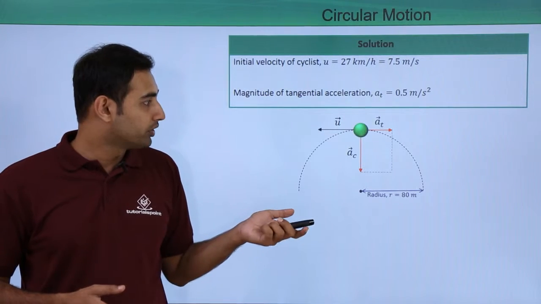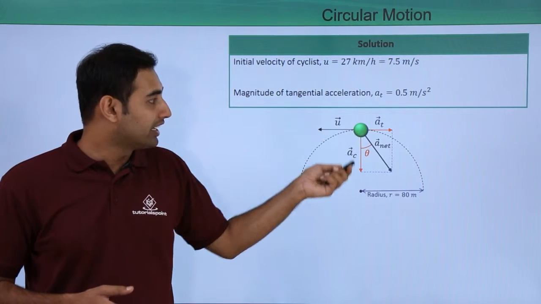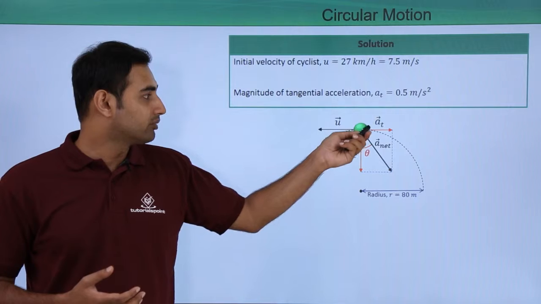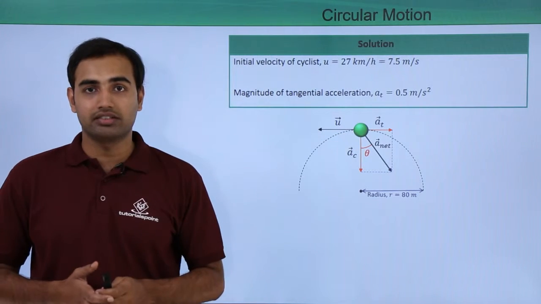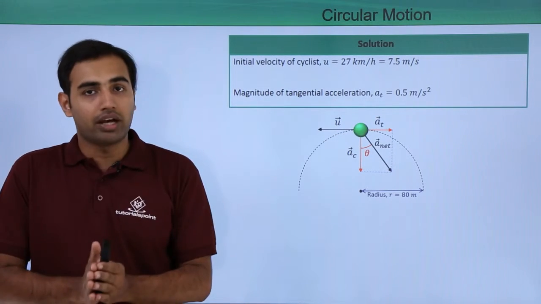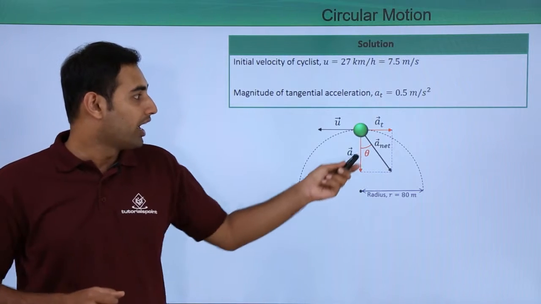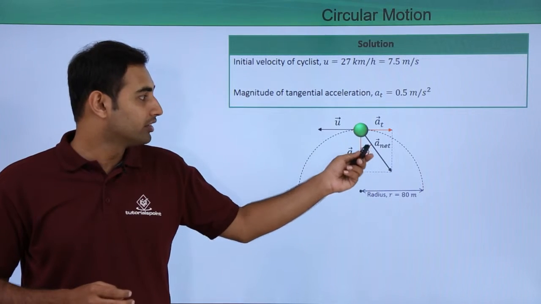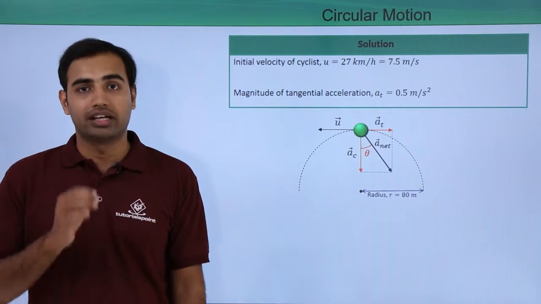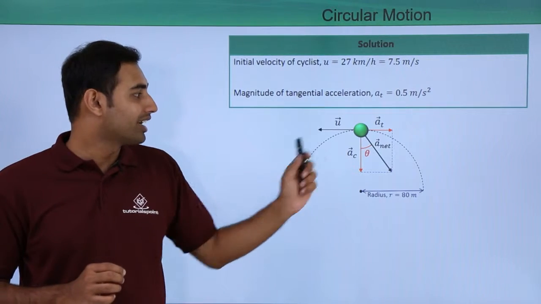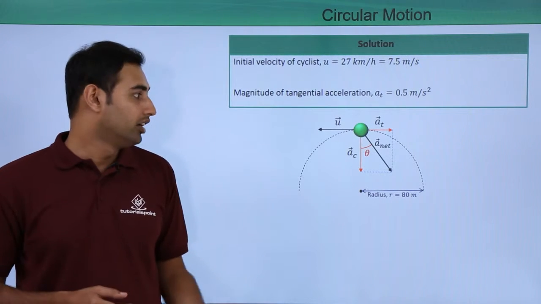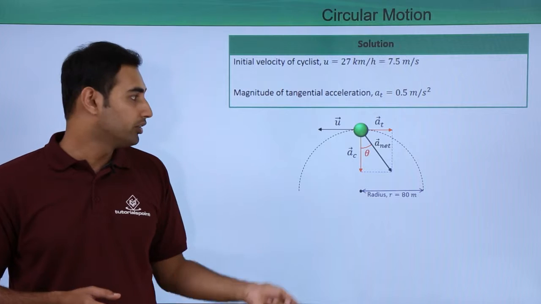Now in this problem, you can clearly see if I calculate the net acceleration, it will be a vector sum of tangential and centripetal accelerations, because these are the only two accelerations acting on the cyclist, and by parallelogram law of vector addition, this line essentially gives me the net acceleration. Now this angle is theta, we have labeled it as theta. Now we proceed on to calculate this value.